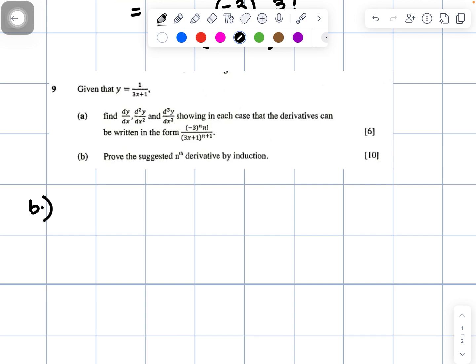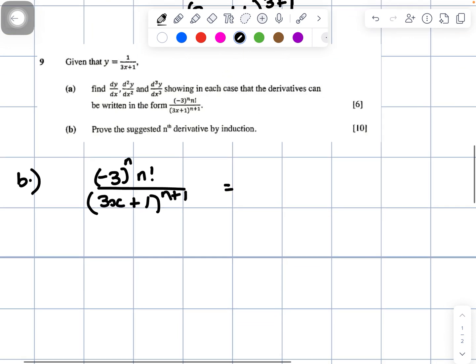Right, so we want to prove the suggested nth derivative by induction. So what are we given? We're given that minus 3 to the power n factorial over 3x plus 1 to the power n plus 1. So this is our nth derivative, right? In short, this is the same as d^n y over dx^n, right? So we're going to follow the following steps.